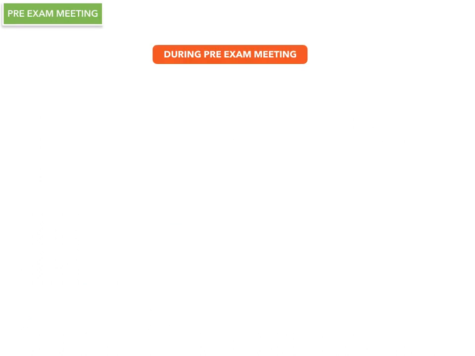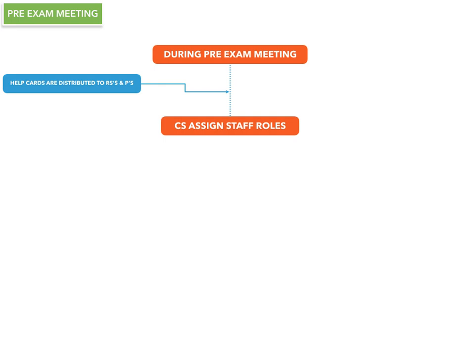During the pre-exam staff meeting, it is important to ensure that each staff member is clear on their responsibilities. The CS will distribute the help cards and guidelines for review, assign staff roles, and answer any questions the staff may have. It should also be reiterated to staff members at this time that it is important to let the CS know of any issues at the site immediately, including admission ticket and ID issues or test taker complaints.